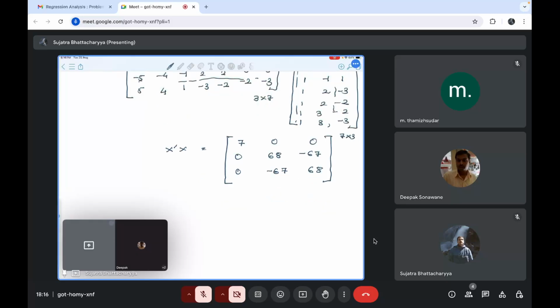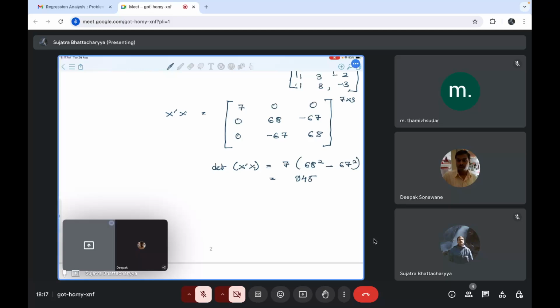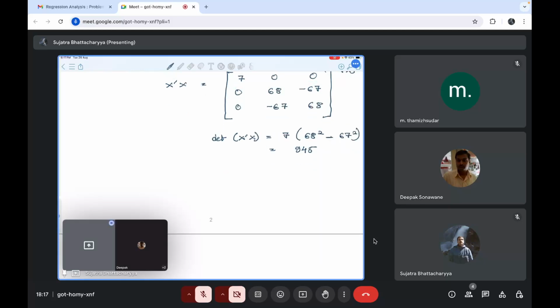Now what we have to calculate is its inverse. For calculating the inverse, we generally first calculate the determinant, going step by step. So it will be 7 into 68 square minus 67 square. This will come out to be, I think, 945. You check the calculations, and you can write the adjoints. So I've calculated and finally written using the adjoints and determinants.